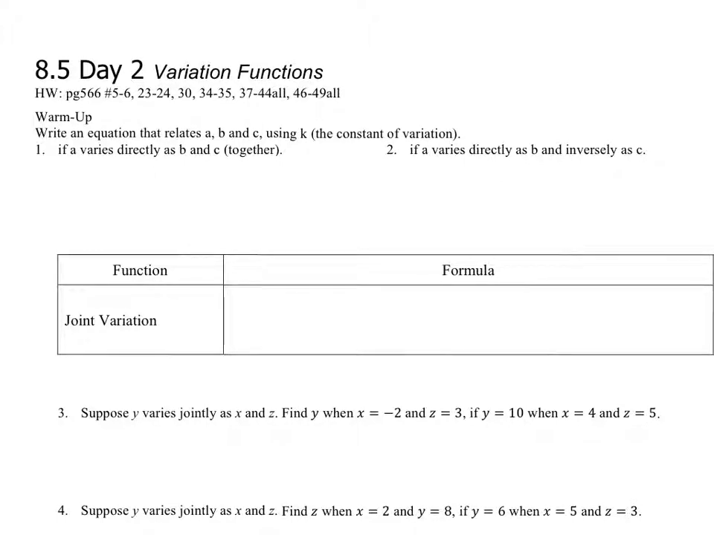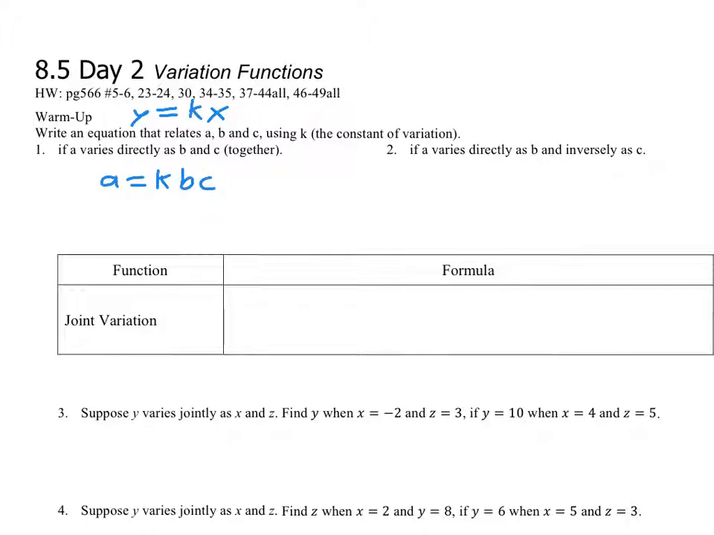In the second half of 8.5, we're going to learn about more types of variation. So recall from the last lesson that direct variation meant y equals kx, which means that as x goes up, y is also going to go up. As x goes down, y is going to go down. If a varies directly as b and c, then a equals k times both b and c.